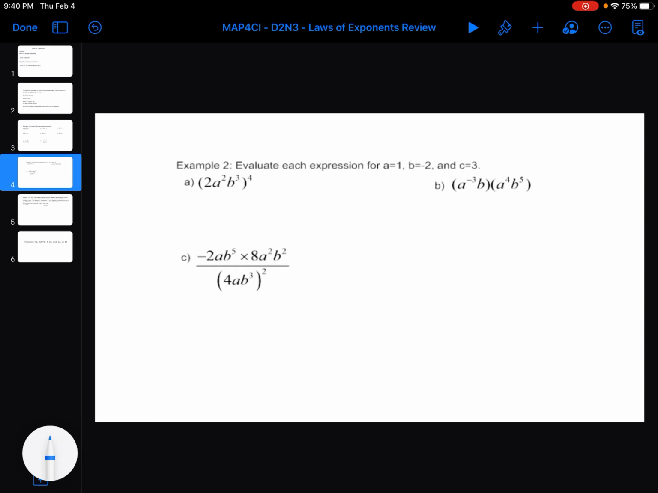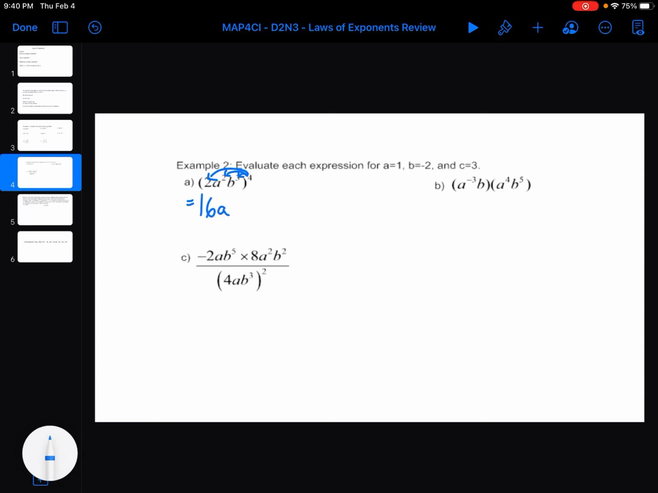Looking at this last one, it says evaluate. I'm going to use my exponent laws first and then substitute in so that I only have to look at the variables once. Okay, so this 4 has to go to each part of my term. So it's going to be 2 to the 4. So 2 times 2 is 4, times 2 is 8, times 2 is 16. I'm just going to write 16.